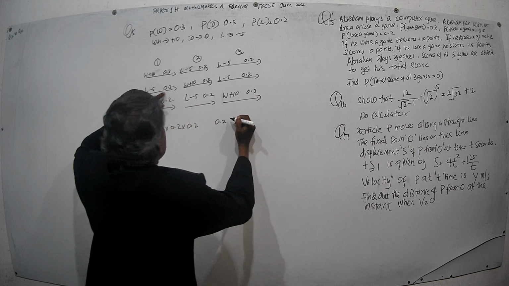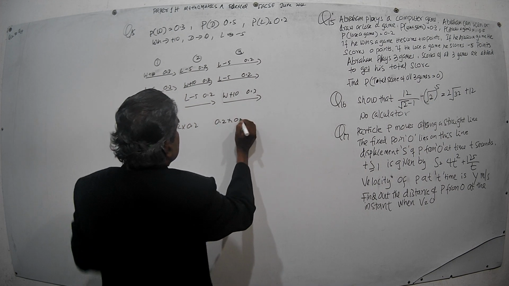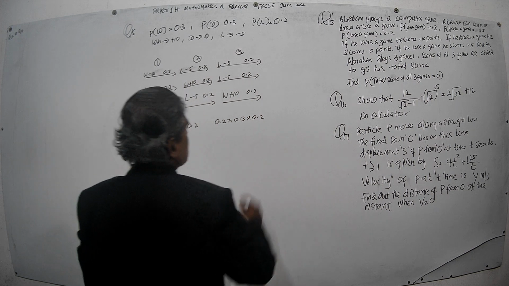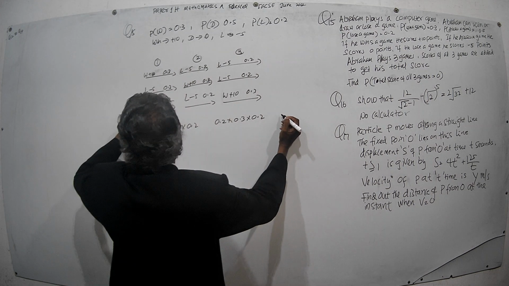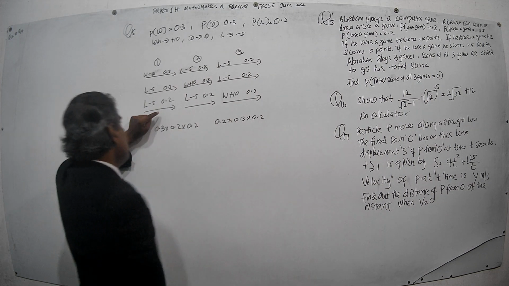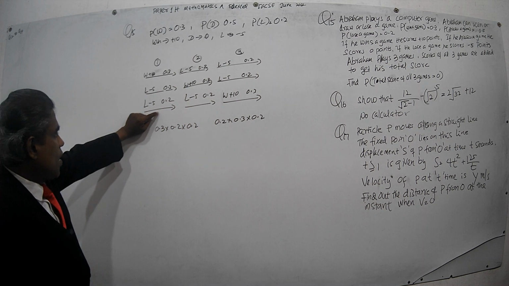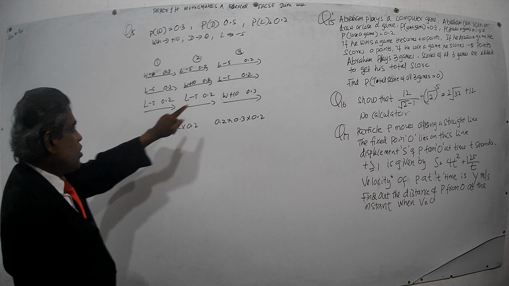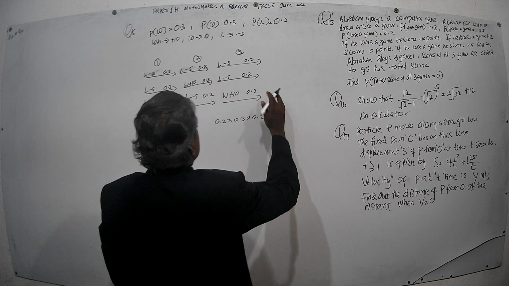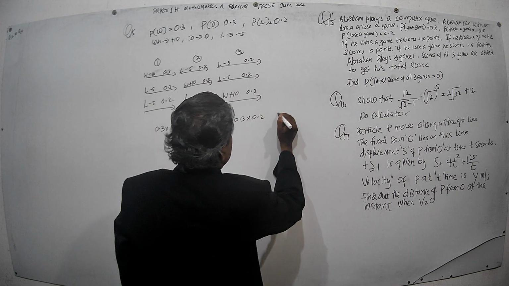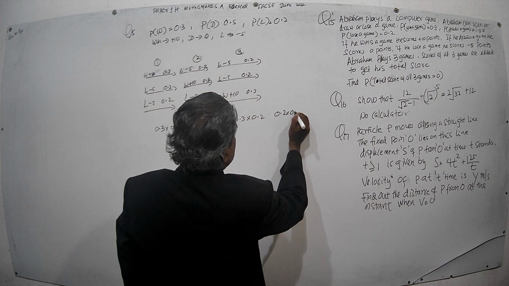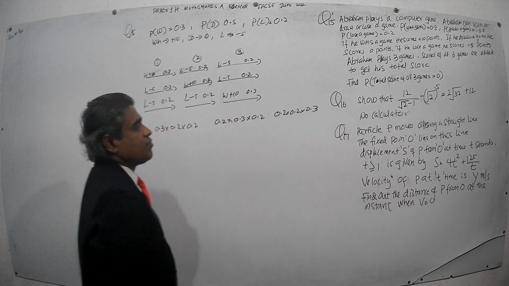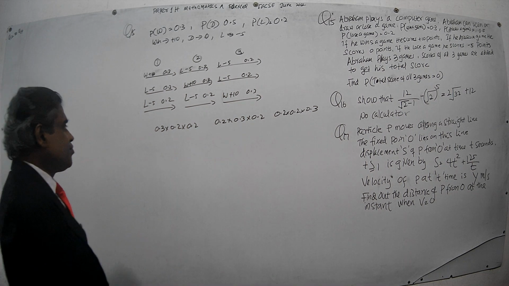Then the next one is 0.2 into 0.3 into 0.2. Okay. Next one is what? The last outcome: 0.2 into 0.2 into 0.3. Okay. Right?